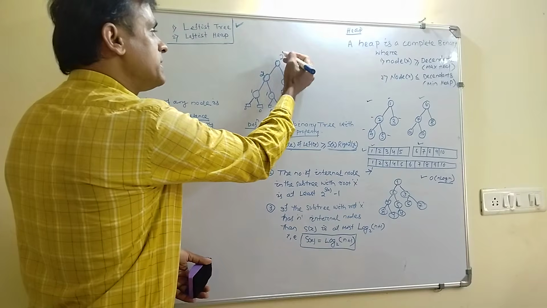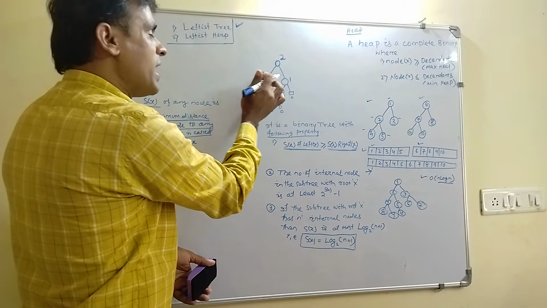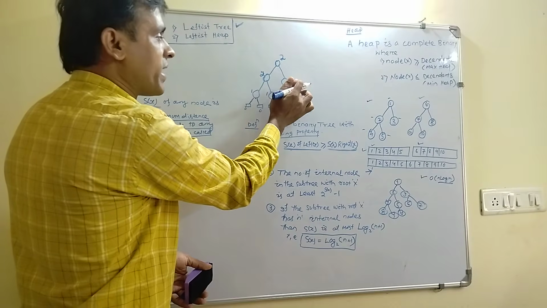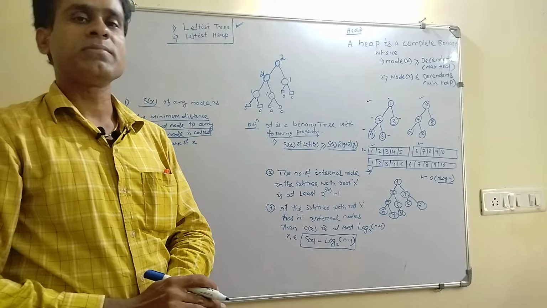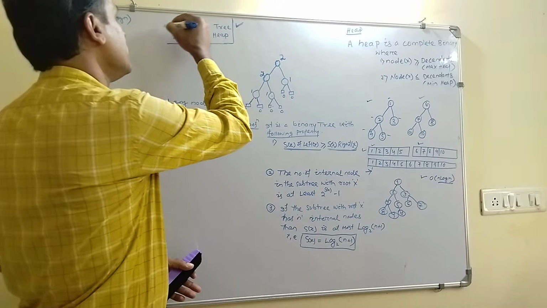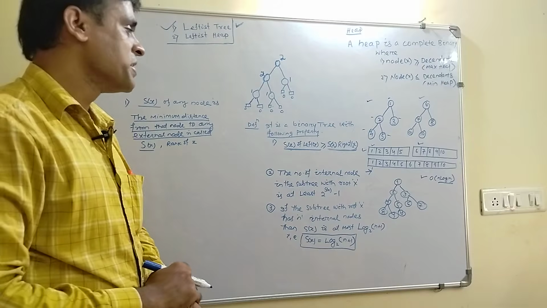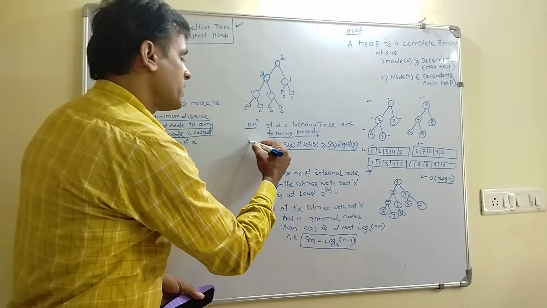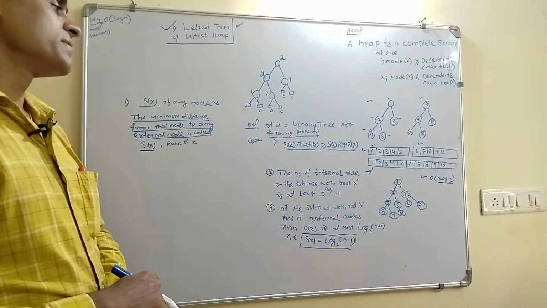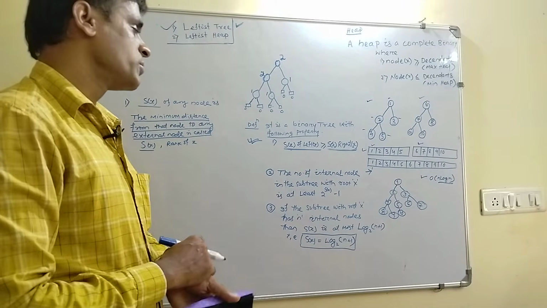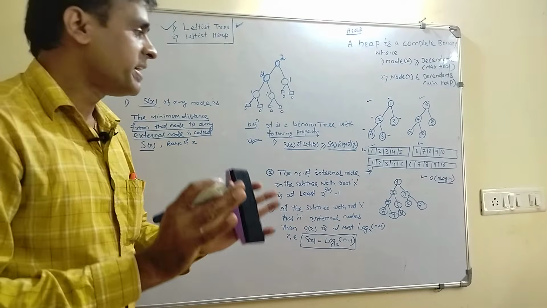Second is this node. For this node, the Sx value is 2, its left child is 2, and its right child is 1. So if the Sx value of the left child is greater than the Sx value of the right child, then we call it a leftist tree. Understand my points? So the first property of the leftist tree is that the Sx value of the left child should be greater than or equal to the Sx value of the right child. This is the basic property of the leftist tree.